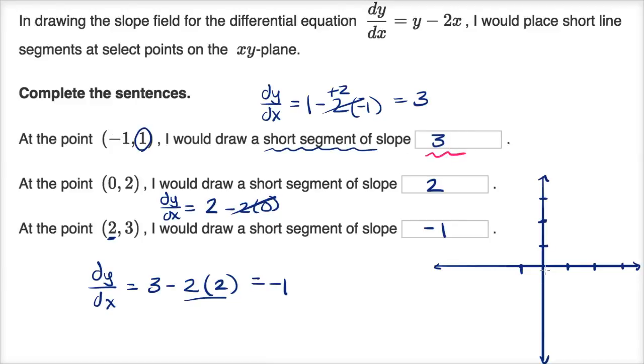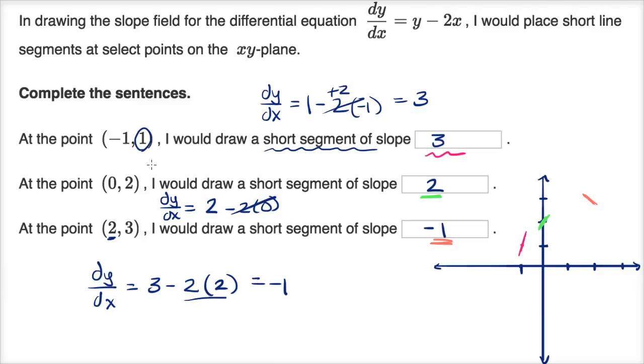So the point -1, 1, a short segment of slope 3. So slope 3 would look something like that. Then at the point 0, 2, a slope of 2. 0, 2, the slope is going to be 2, which looks something like that. And then at the point 2, 3, a short segment of slope -1. So 2, 3, a segment of slope -1. It would look something like that.